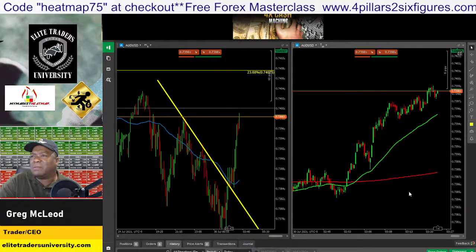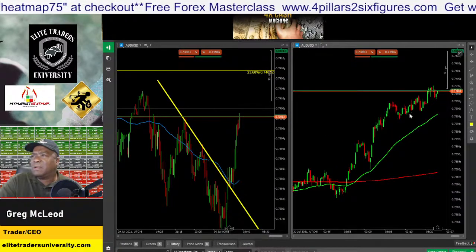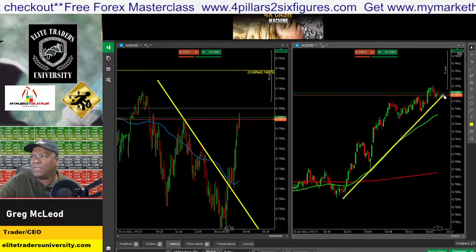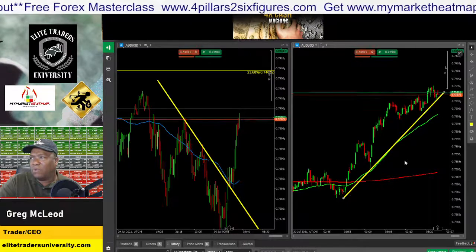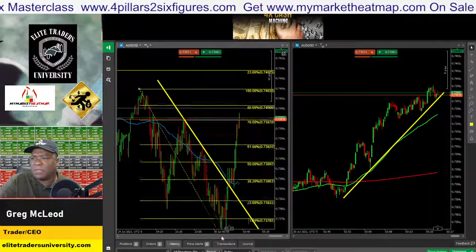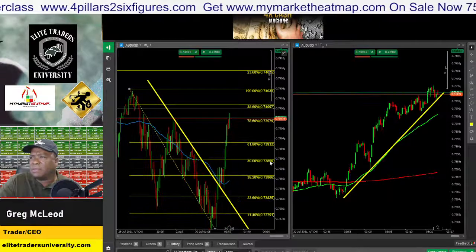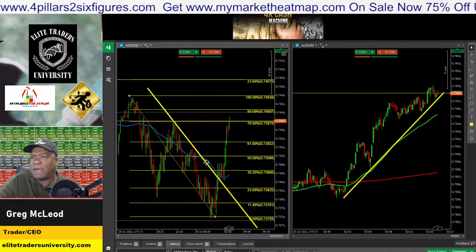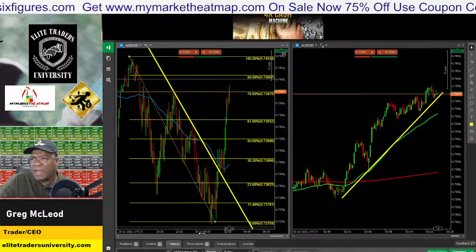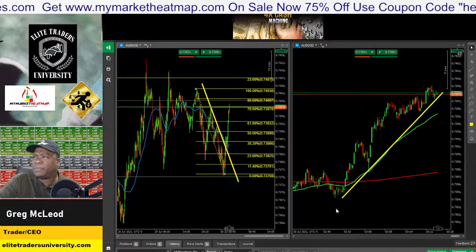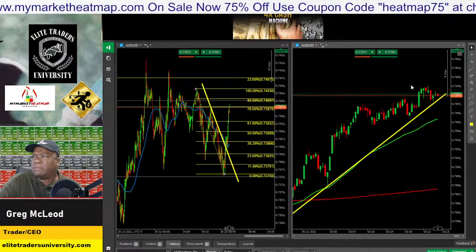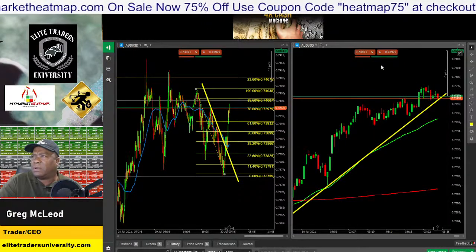All right, all right, all right. I don't like this. This pattern looks really tired. It looks like it wants to roll over and die. Just by looking at it, I know it looks like an uptrend, higher highs and higher lows, but it just looks really tired. I mean, I could take a short.